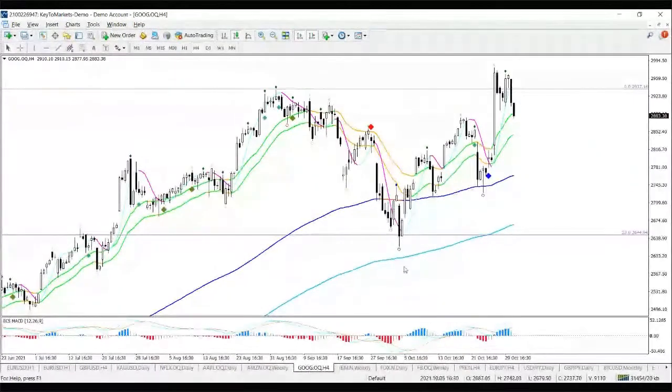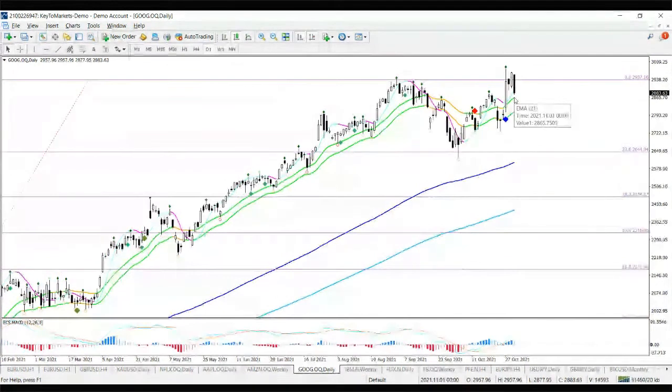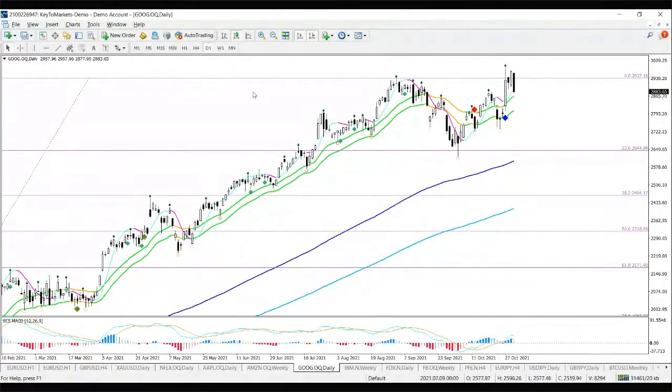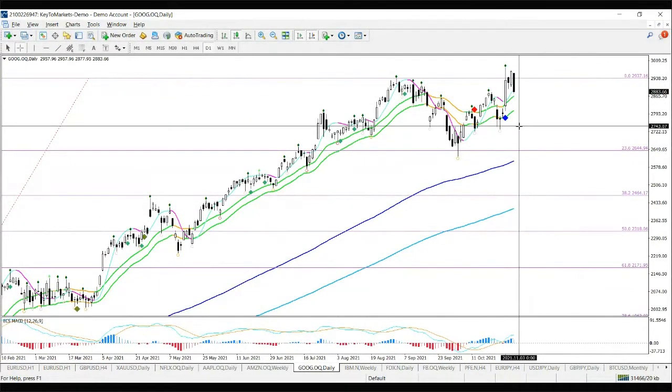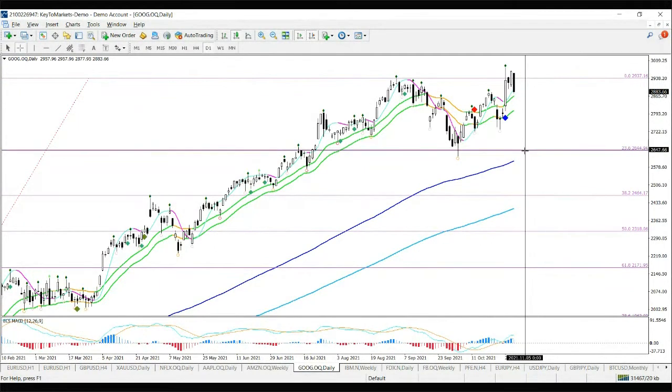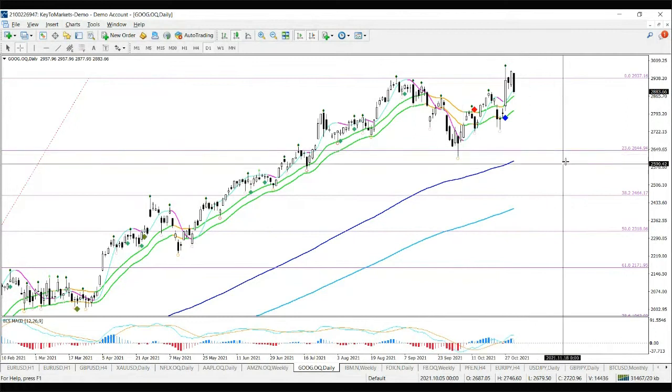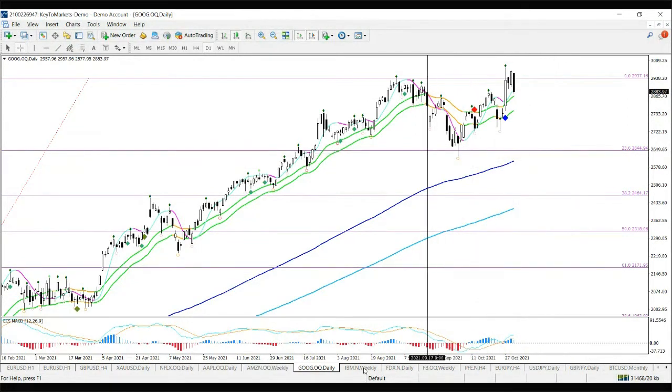Google found support at 23.65, made a great rally up, more than 10%, I think. But now we're retracing. And well, it could retrace back to support like 27.50 or this previous bottom. That's what I would be looking for personally.